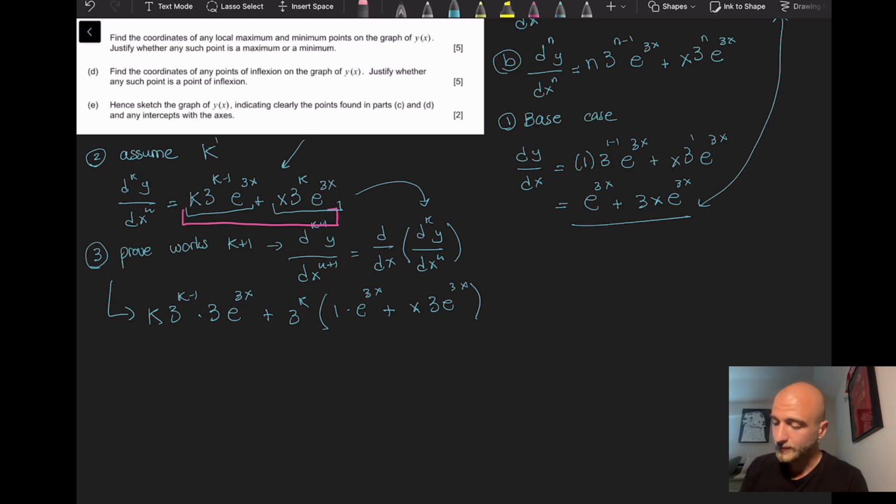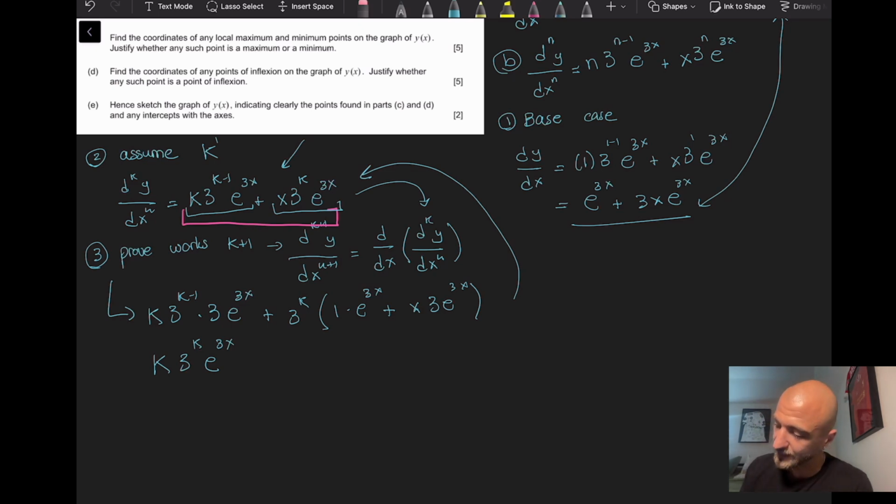Now all we do is simplify a little bit, and this should look like what would happen if we plug k plus 1 into this original equation that we're trying to prove is true. Let's simplify a little bit. The k in this first term is going to stay, nothing to do with it, but 3^(k-1) times 3, we can add those exponents together. 3^(k-1+1) is just 3^k. e^(3x), we're not going to change that at all.